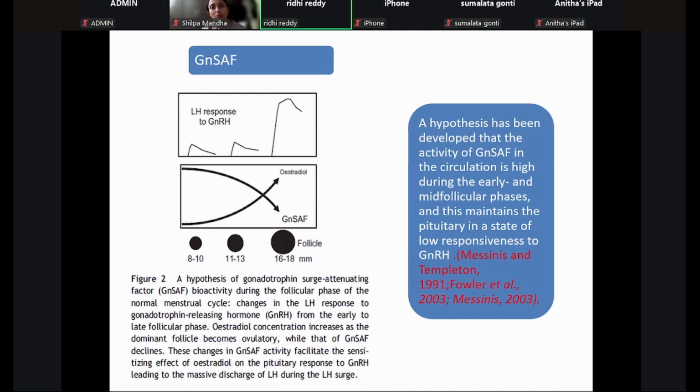And also there is one more factor called gonadotropin surge attenuating factor. In the early follicular phase, for the surges not to happen, this surge attenuating factor will be high. Whenever the estradiol level increases, when the follicle is around 16 to 18 mm, that is when ovulation will happen. So before ovulation, whenever the estradiol level rises, this surge attenuating factor should decline so that the surges can happen. A hypothesis has been developed that the activity of GnRH surge attenuating factor in the circulation is high during the early and mid follicular phase, and this maintains the pituitary in a state of low responsiveness to GnRH.